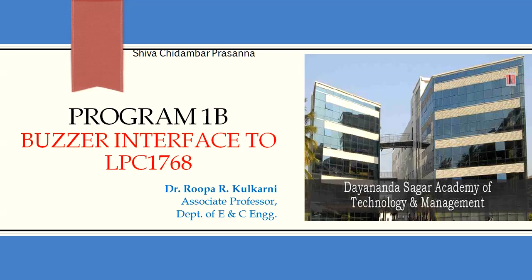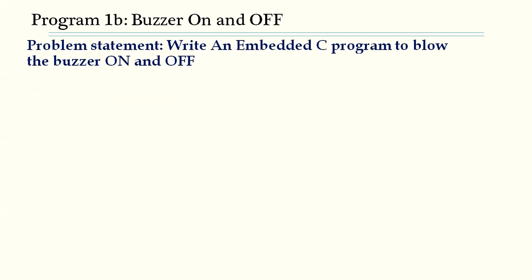Hello, dear viewers. We'll take up the next example on interfacing the peripherals to LPC2148, that is the buzzer. Interfacing the buzzer to LPC2148 is the objective of this session. The problem statement goes like this: write an embedded C program to blow the buzzer on and off. Let's see what's the interfacing diagram.